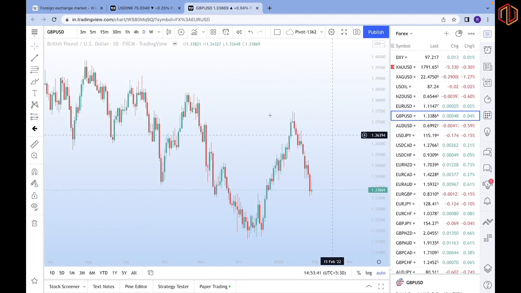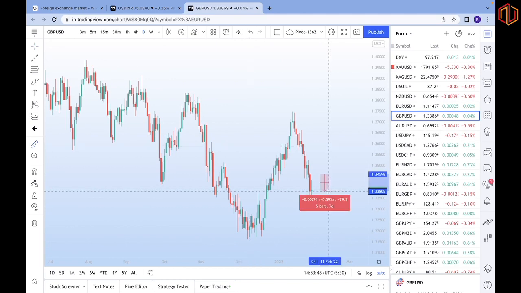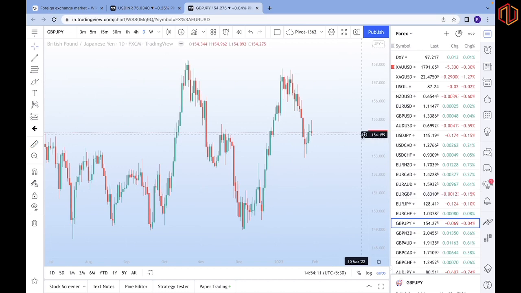Now here if you see GBP USD, Great Britain pound against the US dollar, it has moved 79 pips on this big red candlestick, just from open to close. And if you wanted to see the whole day, the range of the entire day, then you check it from high to low. From high to low, it has moved about 110 pips. If we see the Japanese yen with the Great Britain pound, this is GBP JPY.